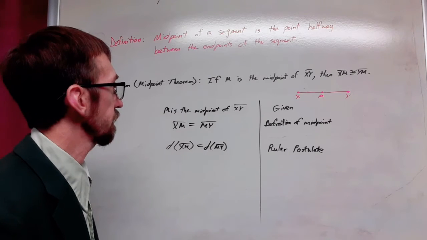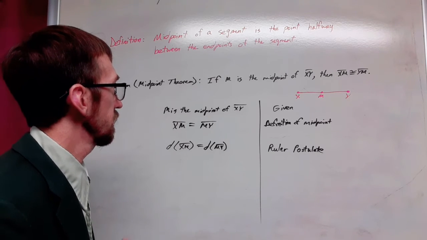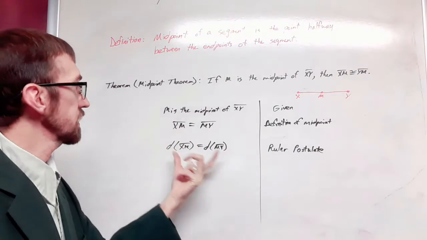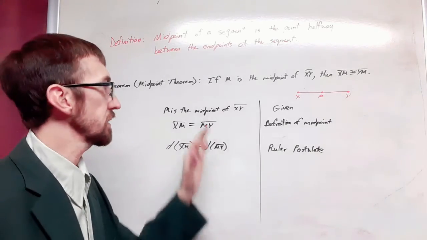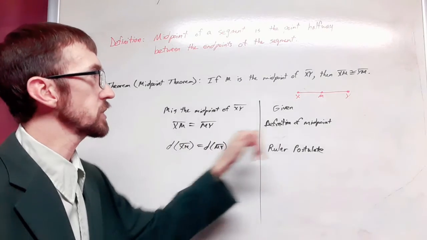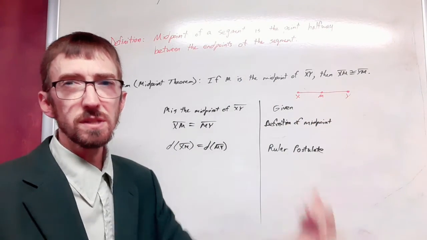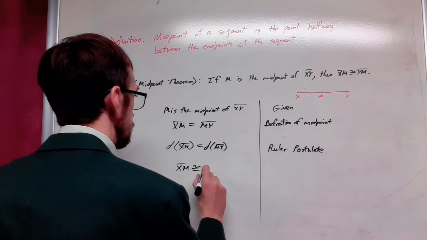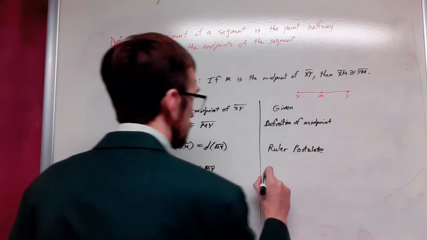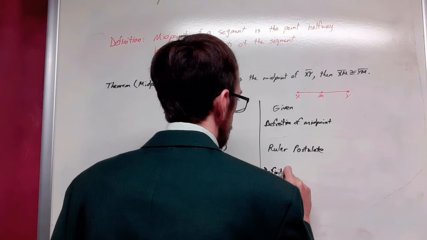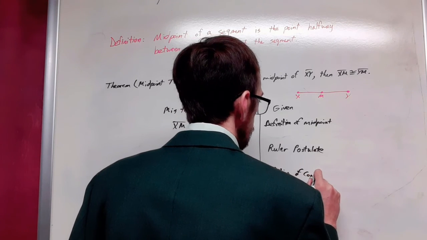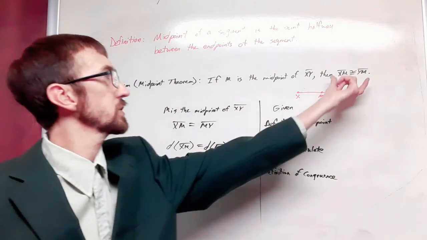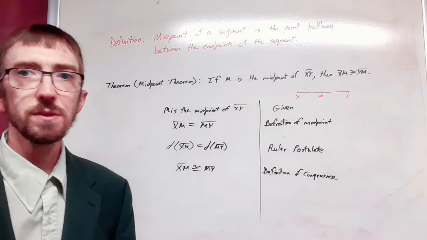And then from this statement also, since M is halfway between and the measurements are the same, then we can say that they must be congruent. They have the same measure, but they're occupying different places in space, so that's the definition of congruence. And at that point, we have this line, which was the then statement here, so we have completed this proof.